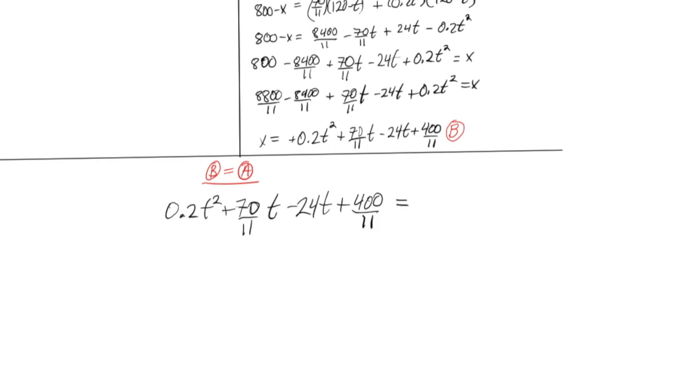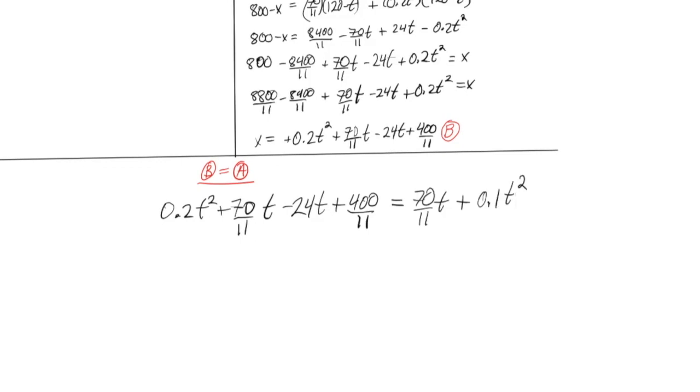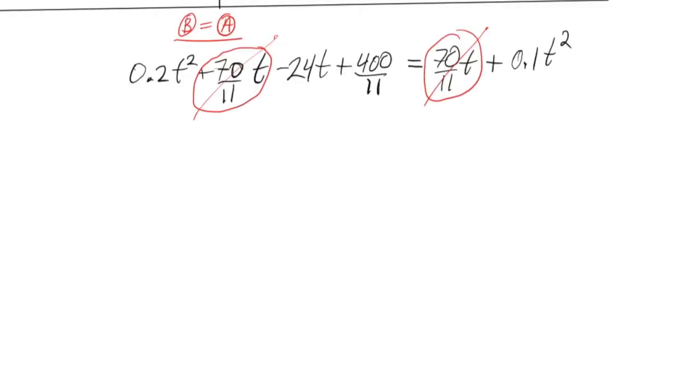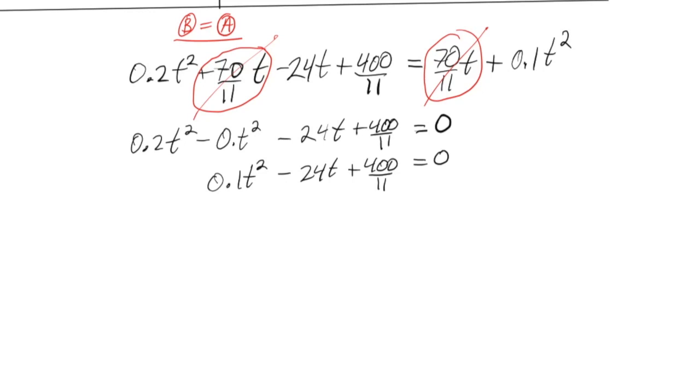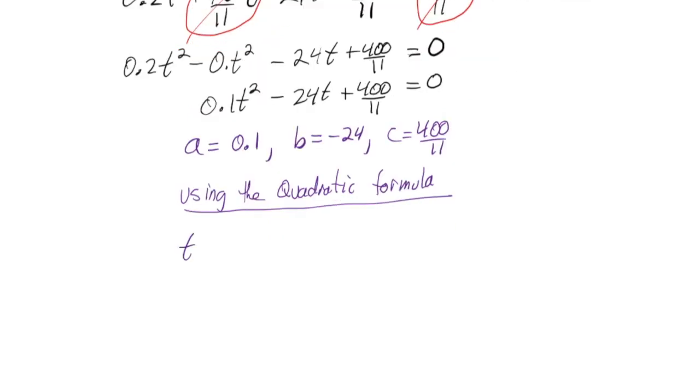All right, so now that's equal to equation A, which is 70 over 11t plus 0.1 t squared. Great. Now we can take advantage of this because that 70 over 11 mercifully gets canceled out. So now the next thing we're going to do is bring all the terms to the left-hand side and collect all like terms, and have you enjoy the fact that now we have to use the quadratic formula with a fraction. So our a value is equal to 0.1, our b value, negative 24, and our c value, 400 over 11. So the quadratic formula is t, not x in this case, because the variable is t, not x.